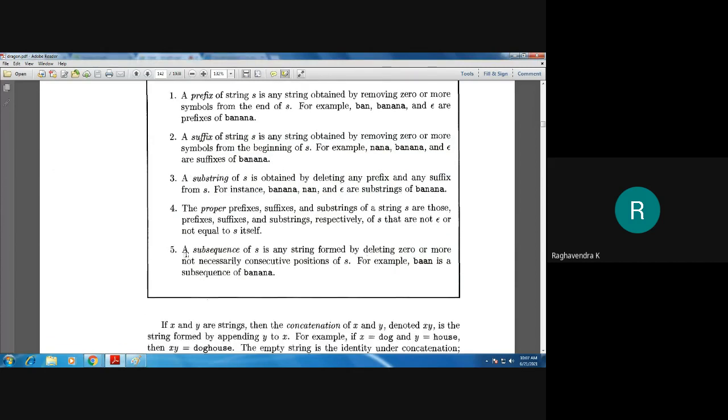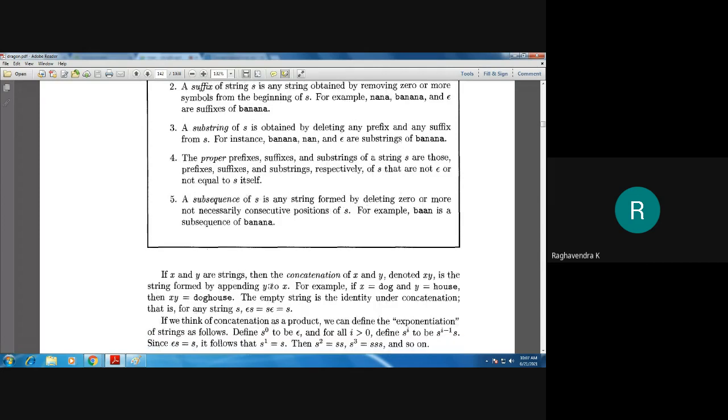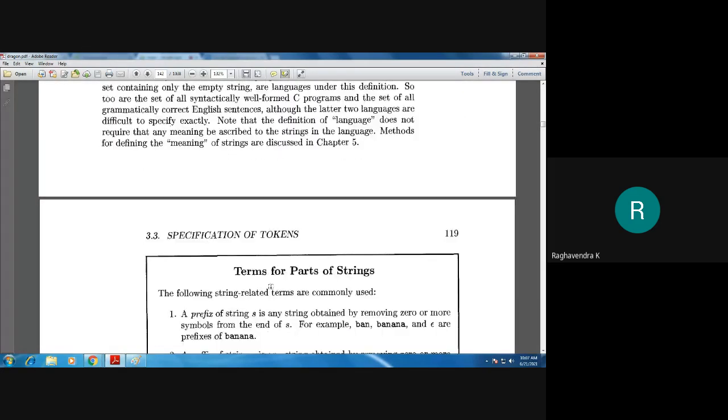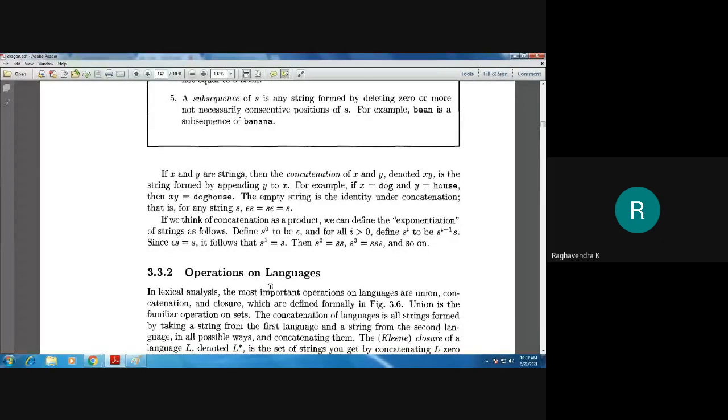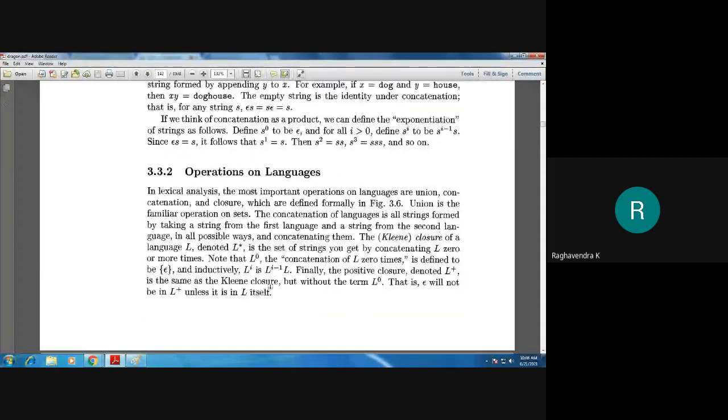Then comes a subsequence of S. A subsequence of S is found by deleting zero or more, not necessarily consecutive, positions of S. So this is what I was talking about. When you delete things randomly, it becomes a subsequence, not a substring, right? So this is one more example. Now that we are talking about language, a language can be formed by concatenation of different strings. All those rules we are going to look into anyhow.